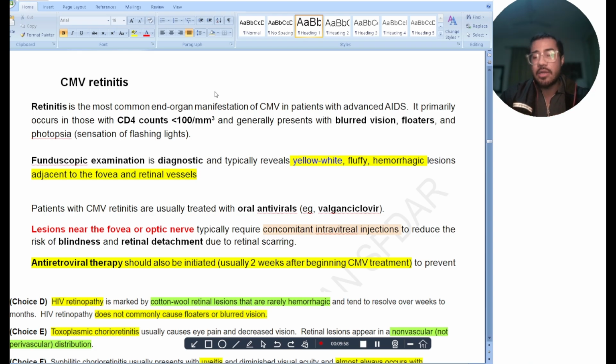How to identify it and make sure that it's CMV retinitis, not HIV retinopathy. There's also a thing termed HIV retinopathy. You look at the cursor here, I'm pointing towards HIV retinopathy. So yeah, an AIDS-related patient can have both of these, but how you're going to differentiate it is simple. You're going to do a fundoscopic examination, and it's going to show you yellow-white, fluffy, hemorrhagic lesions around the retina, following the retinal vessels.